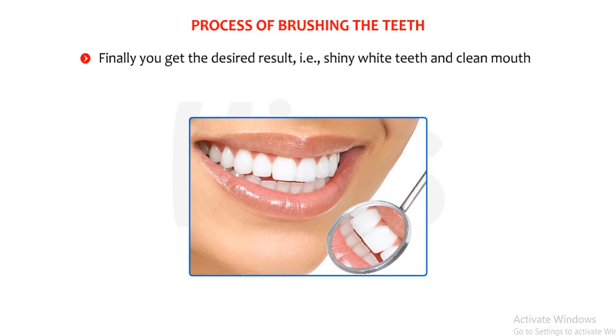So you are doing all the long steps. Take your brush, turn on the tap, rinse your brush, apply the toothpaste, start brushing, clean your brush, take your tongue cleaner, clean your tongue, rinse your mouth again, and finally you get the result. So how long is it? 7 or 8 steps you are doing, knowingly or unknowingly. Okay, so this is the result.